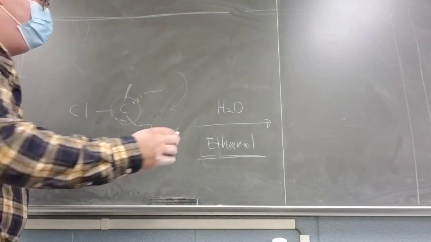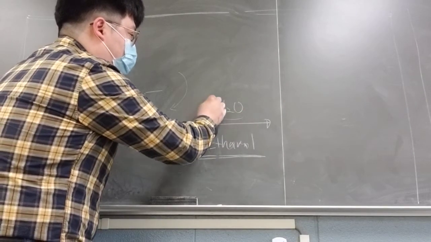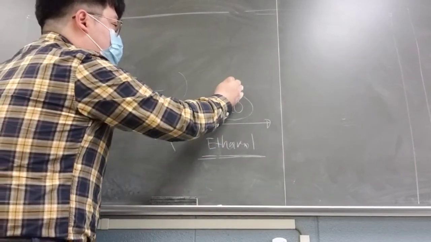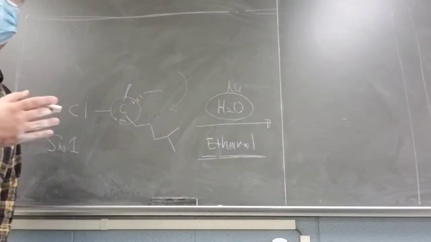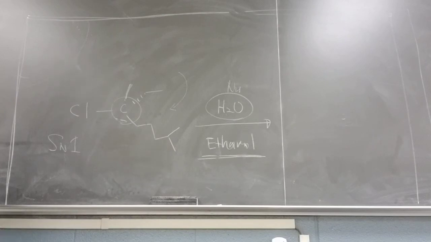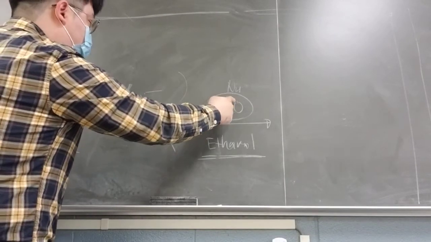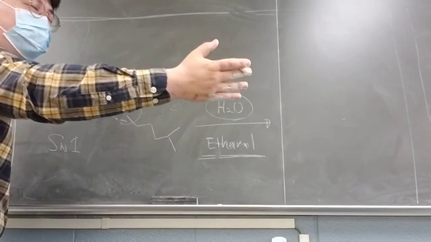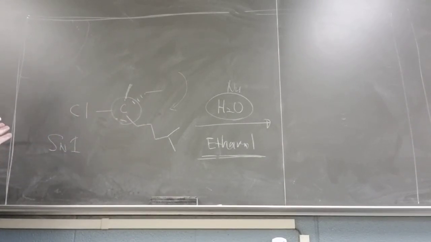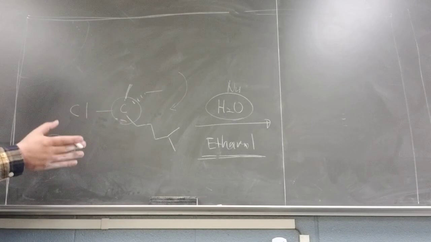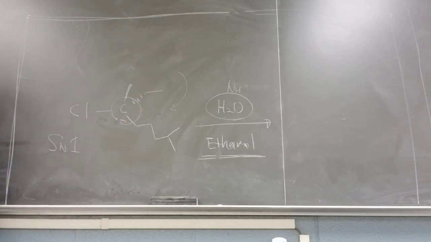I actually forgot one more thing. For SN1, when you look at the nucleophile, it's neutral, right? It's not negatively charged. For SN1, it doesn't really matter whether it's negatively charged or neutral. It does matter in SN2 because you don't have a leaving group there. Remember that, right? With the carbocation. So it doesn't really matter in SN1.